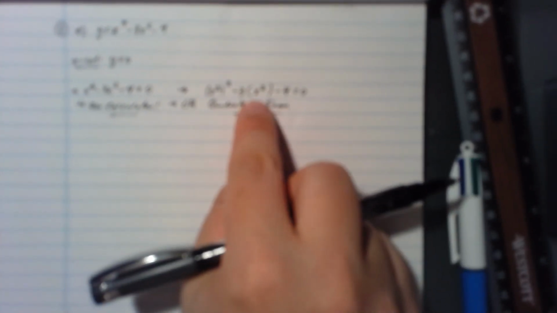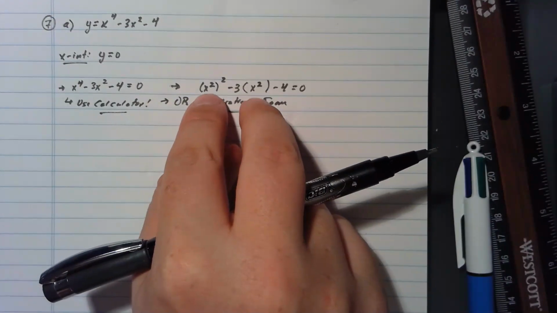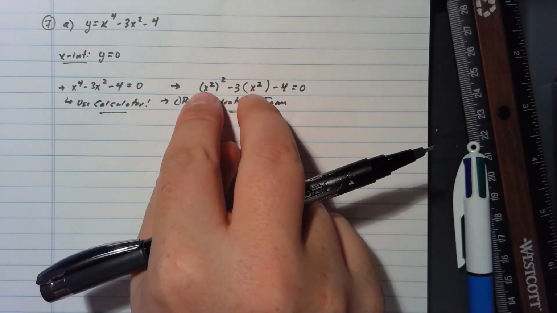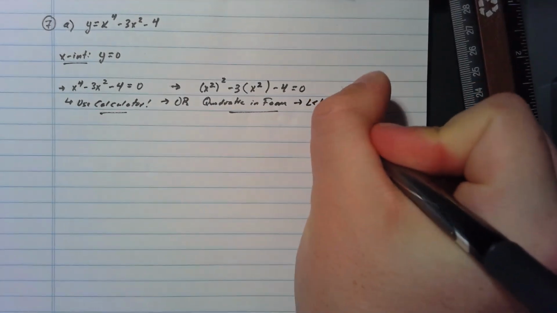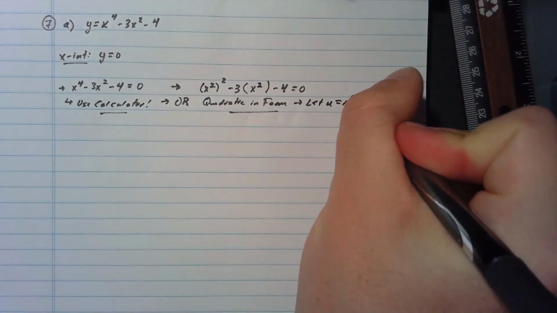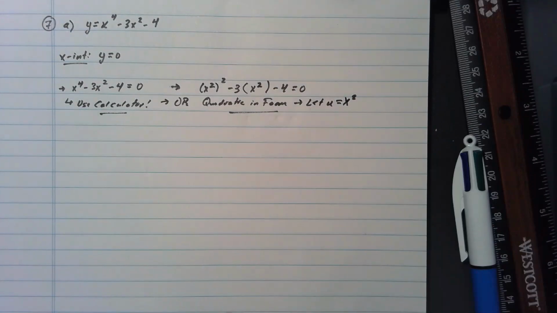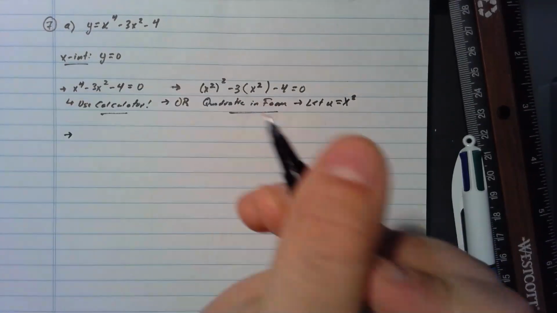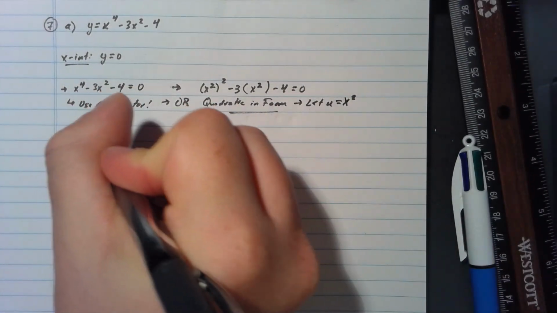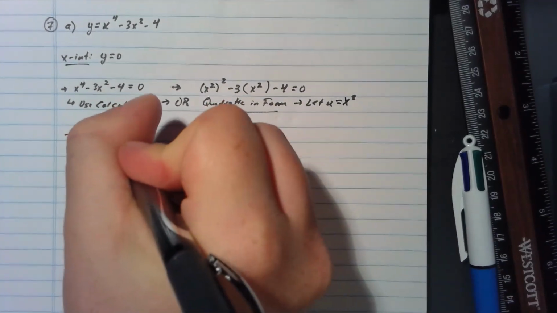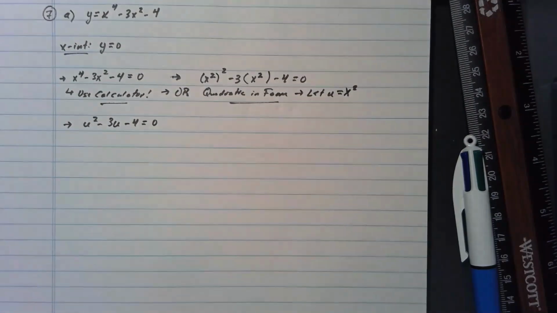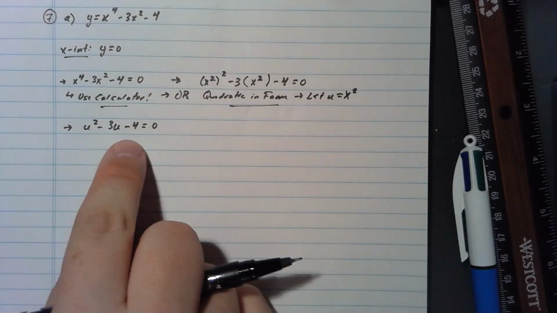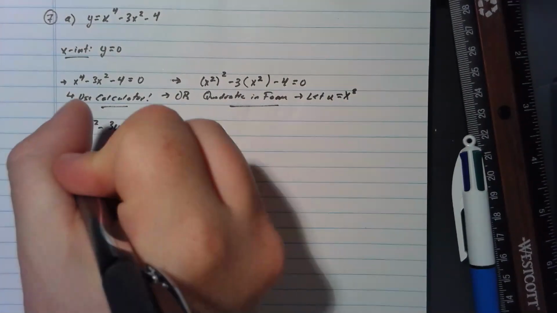It's quadratic in form because we could let u be equal to x squared. So if I did this by hand, I would have u squared minus 3u minus 4 equals 0. Now this is quadratic. You know how to solve this. Let's try factoring it.